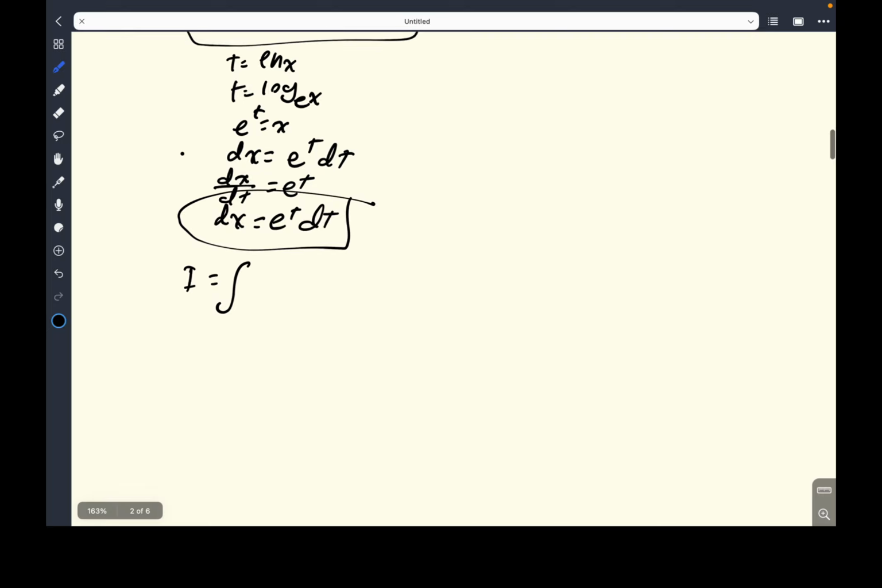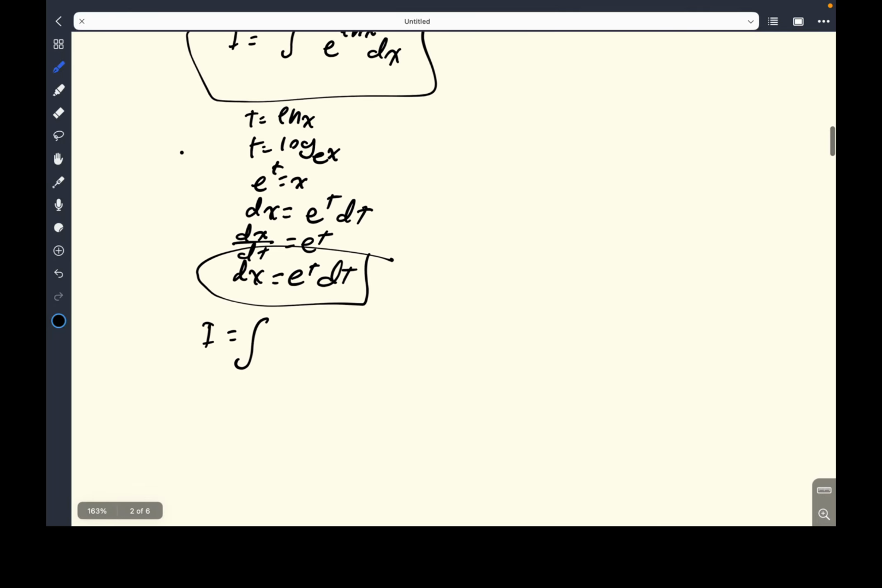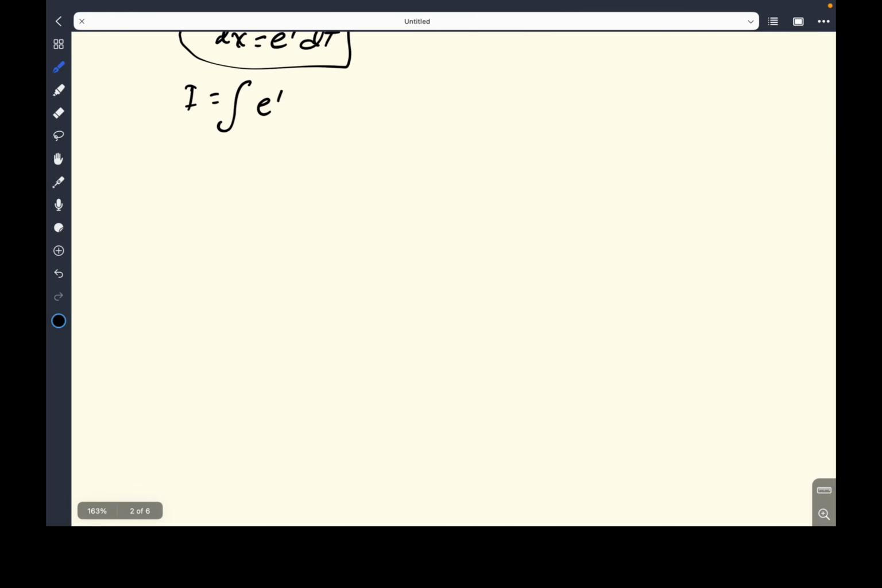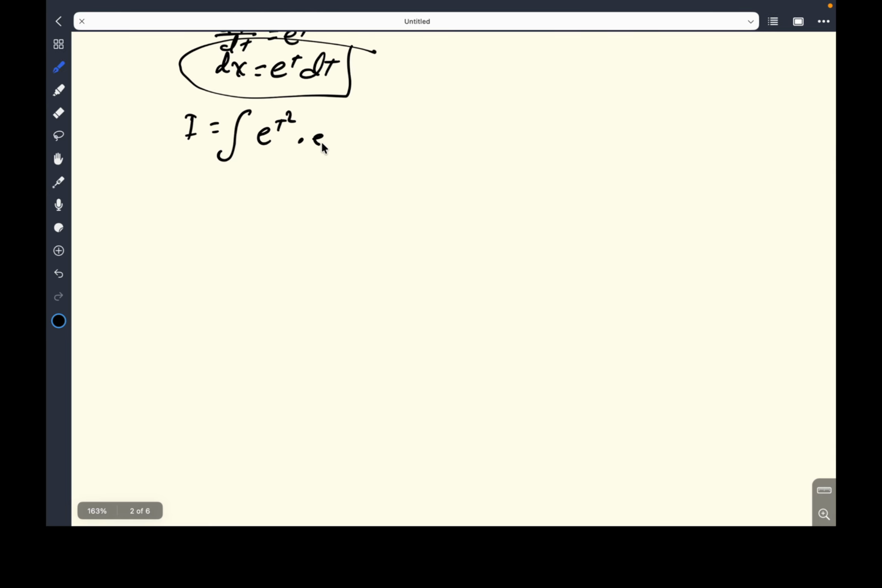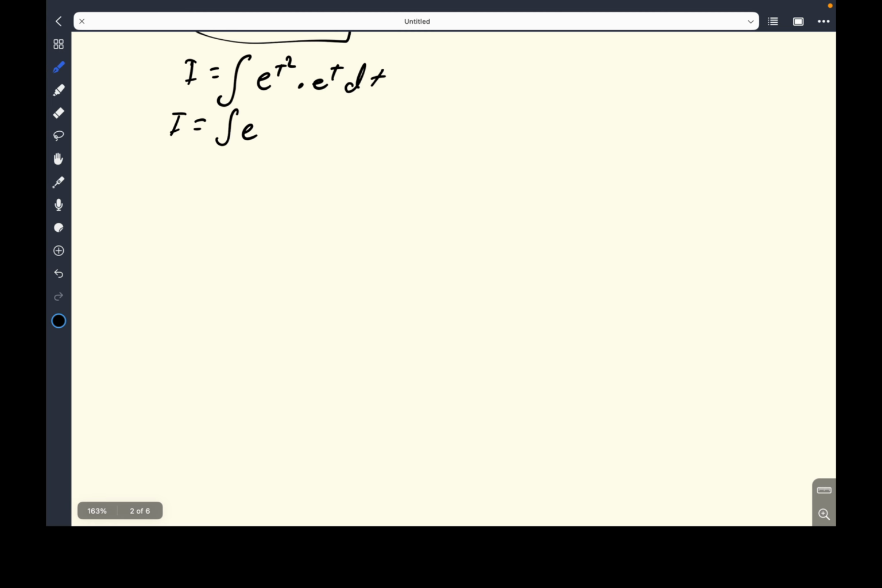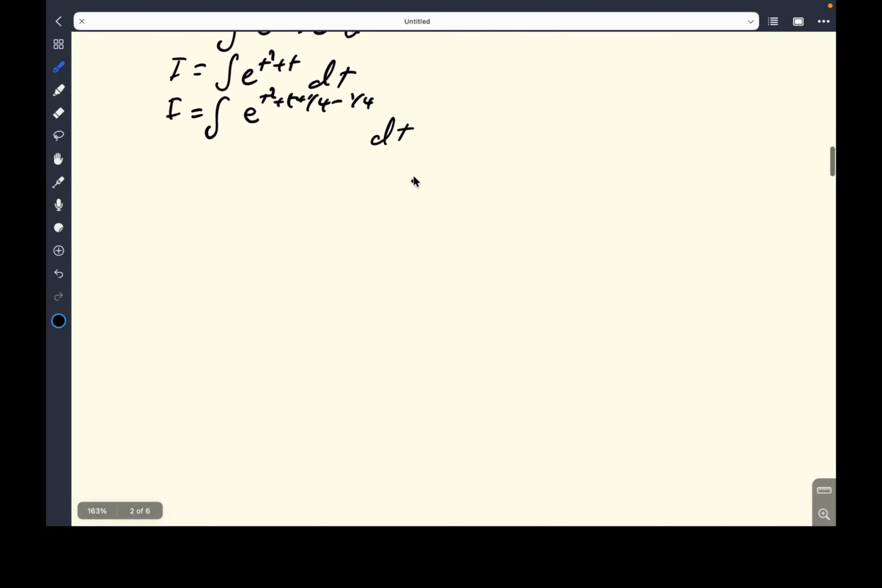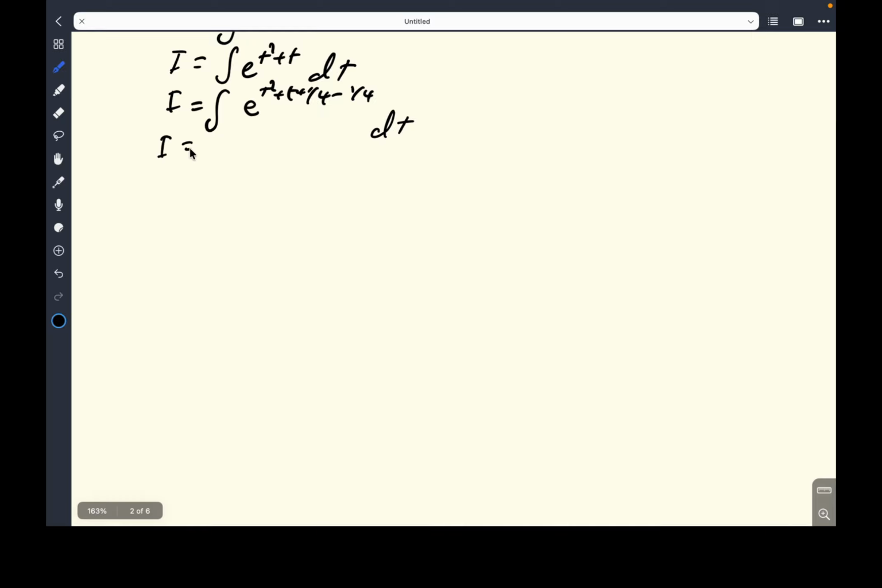What I'm going to do next is this substitution here. So it's going to be e to the t squared, and dx is e to the t dt, multiplied by e to the t dt. I therefore is the integral of e to the t squared plus t dt. What I'm going to do now is a little bit trickier, but I'm just going to add and subtract a fourth here. Let me write it more clean here. I'm doing it so I can factor it out.